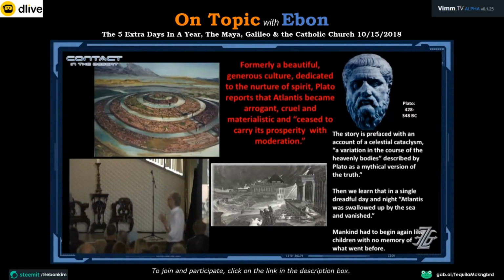And in a ringing phrase, it ceased to carry its prosperity with moderation. And Plato is suggesting that the universe punished Atlantis with the flood. Now, how did Plato know about Atlantis at all?